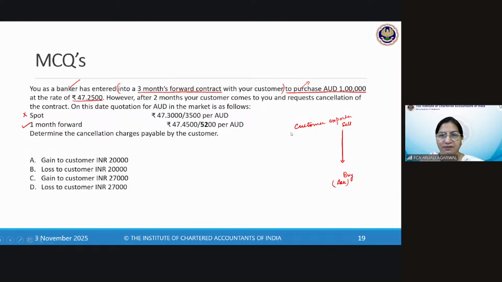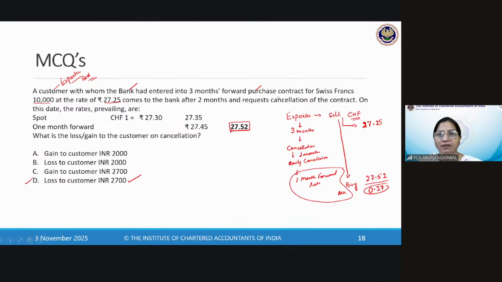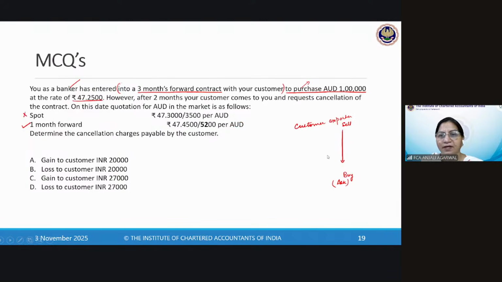But what was the difference in this one and the previous one? In that one, we said the customer; here we are the banker. Here it's a bank. Here we are saying customer, and here it is the banker. So the customer sells, bank buys, the customer will have to buy to cancel, and the 1 month forward buy rate for the customer is needed.